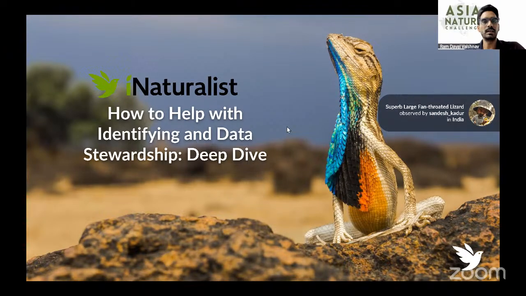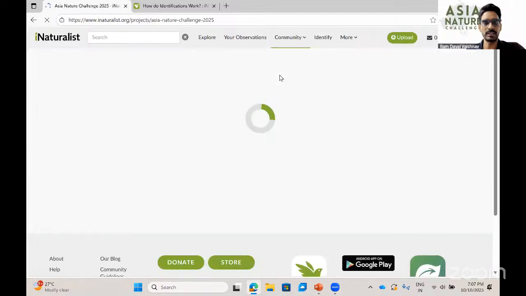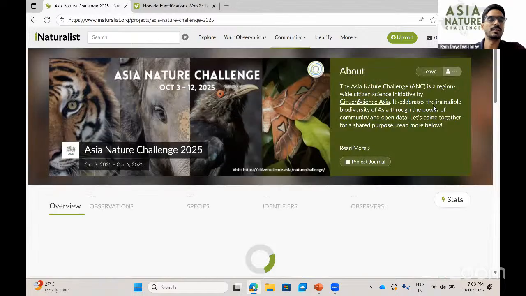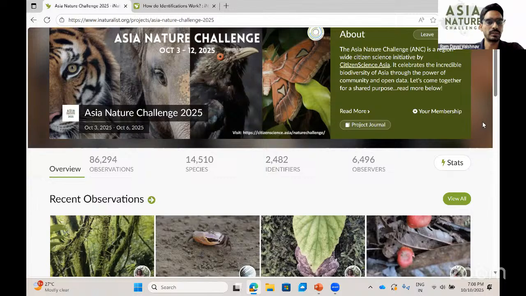So, if I visit the iNaturalist project on Asian Nature Challenge 2025, I'm also sharing the link here in the chat section. In case you have not seen the latest status, you can see that. And Casey is also sharing his screen with the statistics. So here you can see we are close to around 86,000 observations of 14,000 species by 6,000 plus observers. Now, if you see, the number of identifiers is very less as of now.